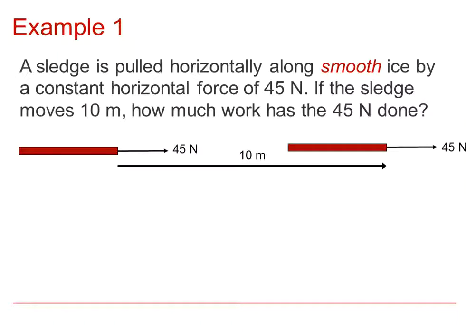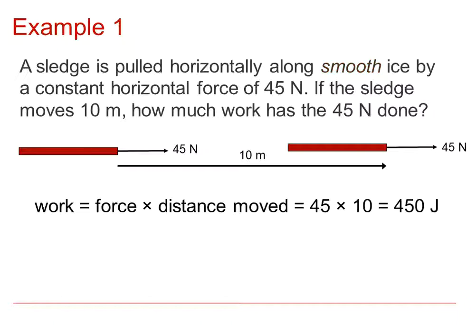So for example, if we have a sledge and this is being pulled horizontally along a smooth ice by a constant horizontal force of 45 newtons, if the sledge moves 10 meters, how much work has the 45 newton force done? We know that the work done equals force times distance moved. So in this case, the work done by this force is 45 newtons acting over a distance of 10 meters. So that's 450 joules of work done by the force.